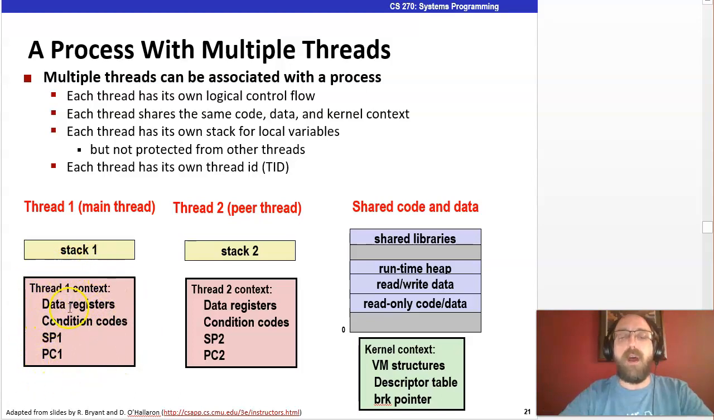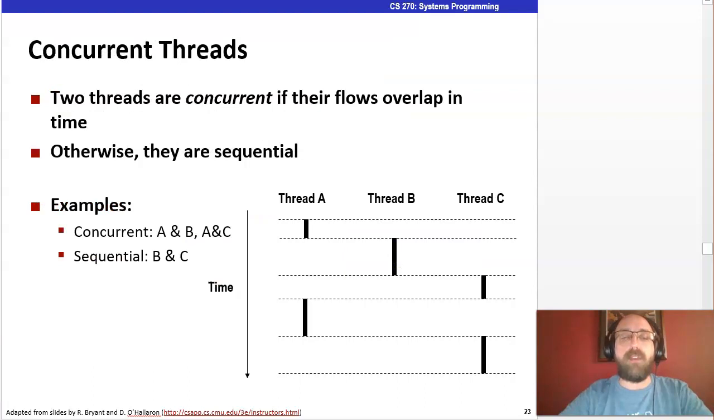thread-specific stuff, the registers, the condition codes, the stack pointer, and the instruction pointer, and so on, all have to be switched. But we don't have to change the virtual memory tables. We don't necessarily even have to have the kernel do anything, although typically it is involved in the process.